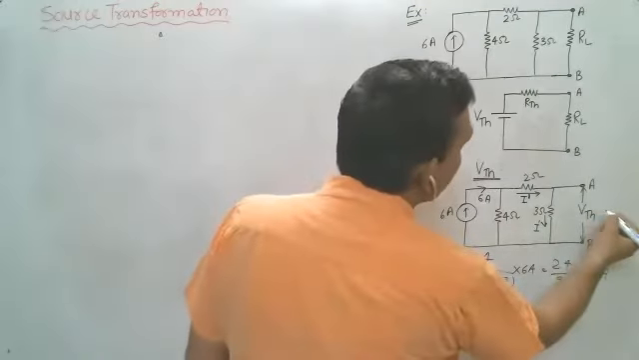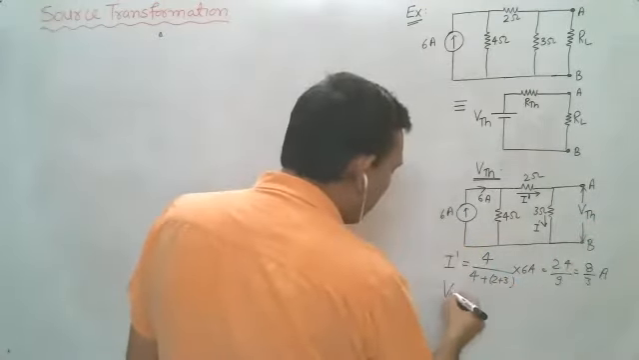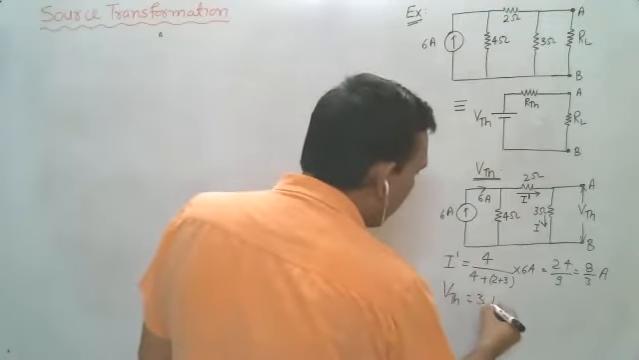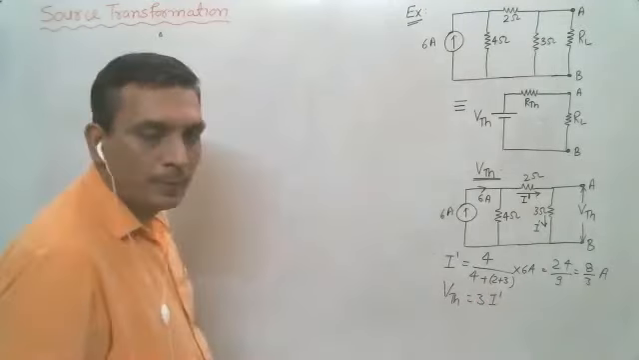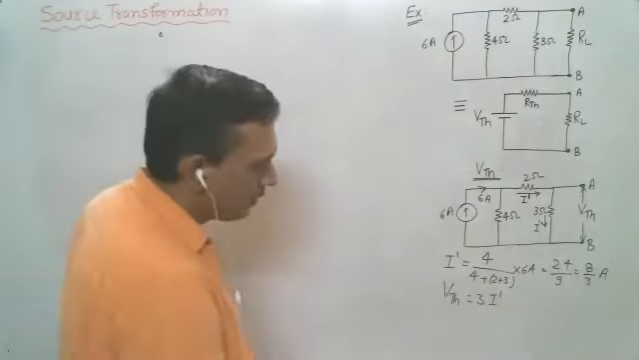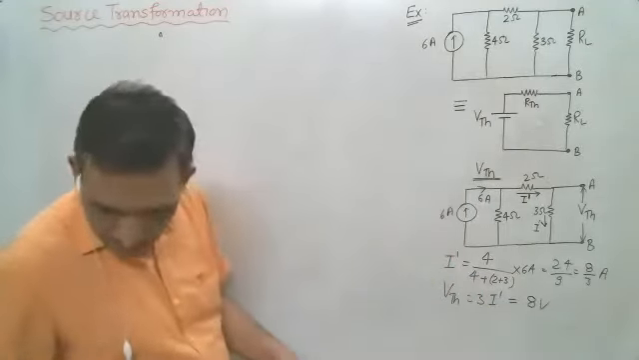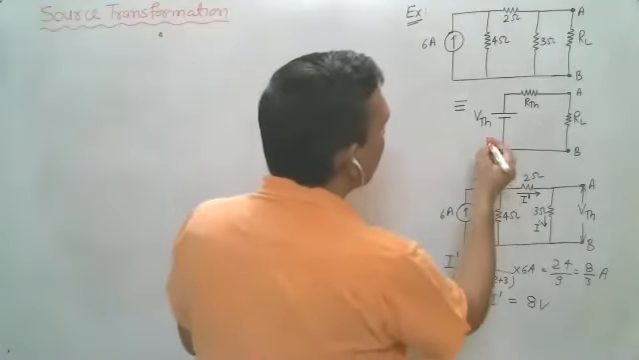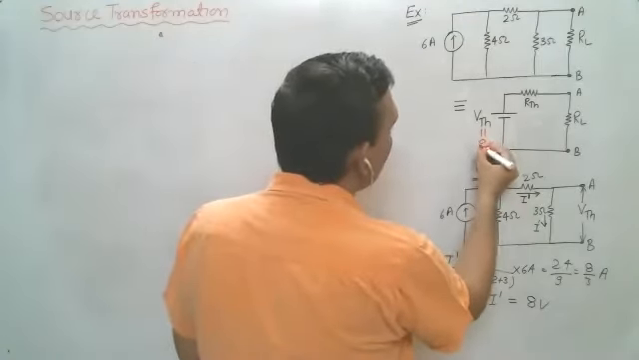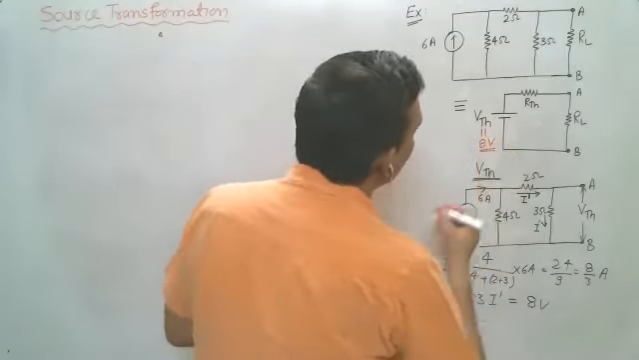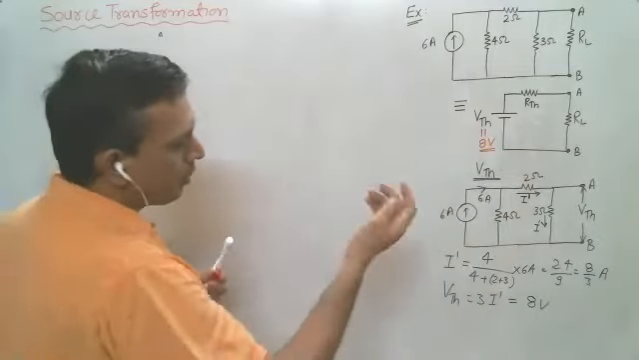So what will be VTH? 3 into I dash. 3 ohm into 8 by 3 I dash. So this is 8 volt. So it means in equivalent circuit, you can take this as 8 volt. And what about RTH?